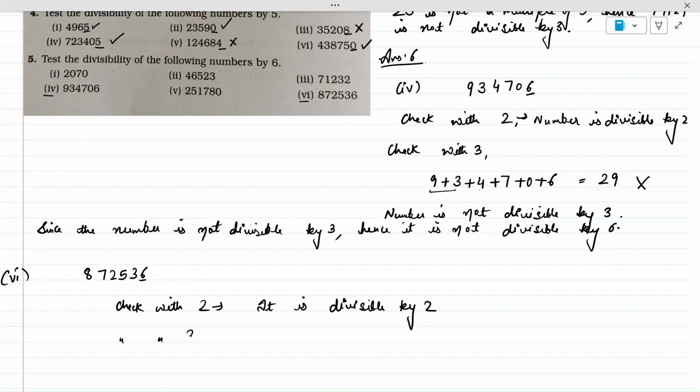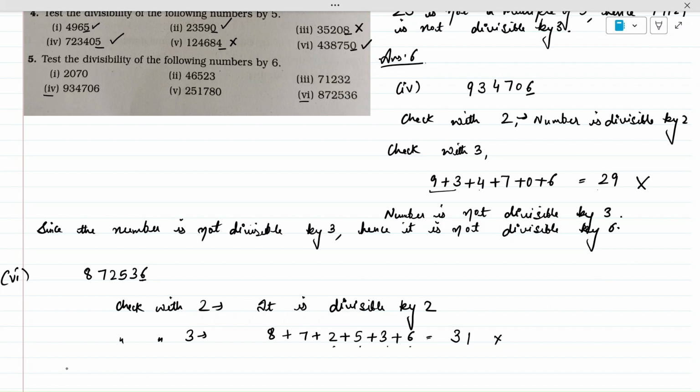So check with 3 says add up all the numbers. 8 plus 7 plus 2 plus 5 plus 3 plus 6. So 8 plus 7 is 15. 15 plus 2 is 17, right? 17 plus 5 is 22. Plus 3 is 25. 25 plus 6 is 31. So we have 31 here, and 31 means it is not a multiple of 3. So since it is not a multiple of 3, that means it is also not divisible by 6.